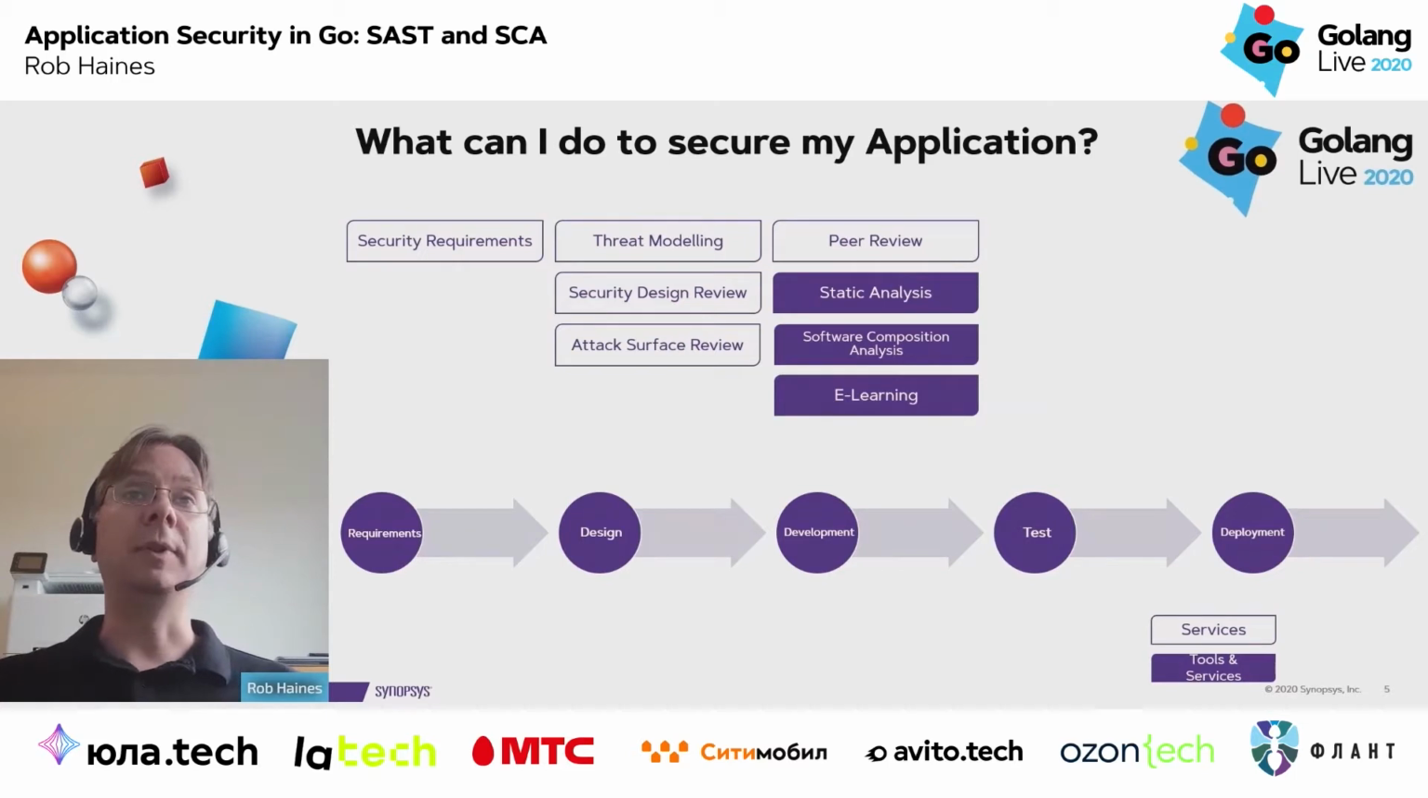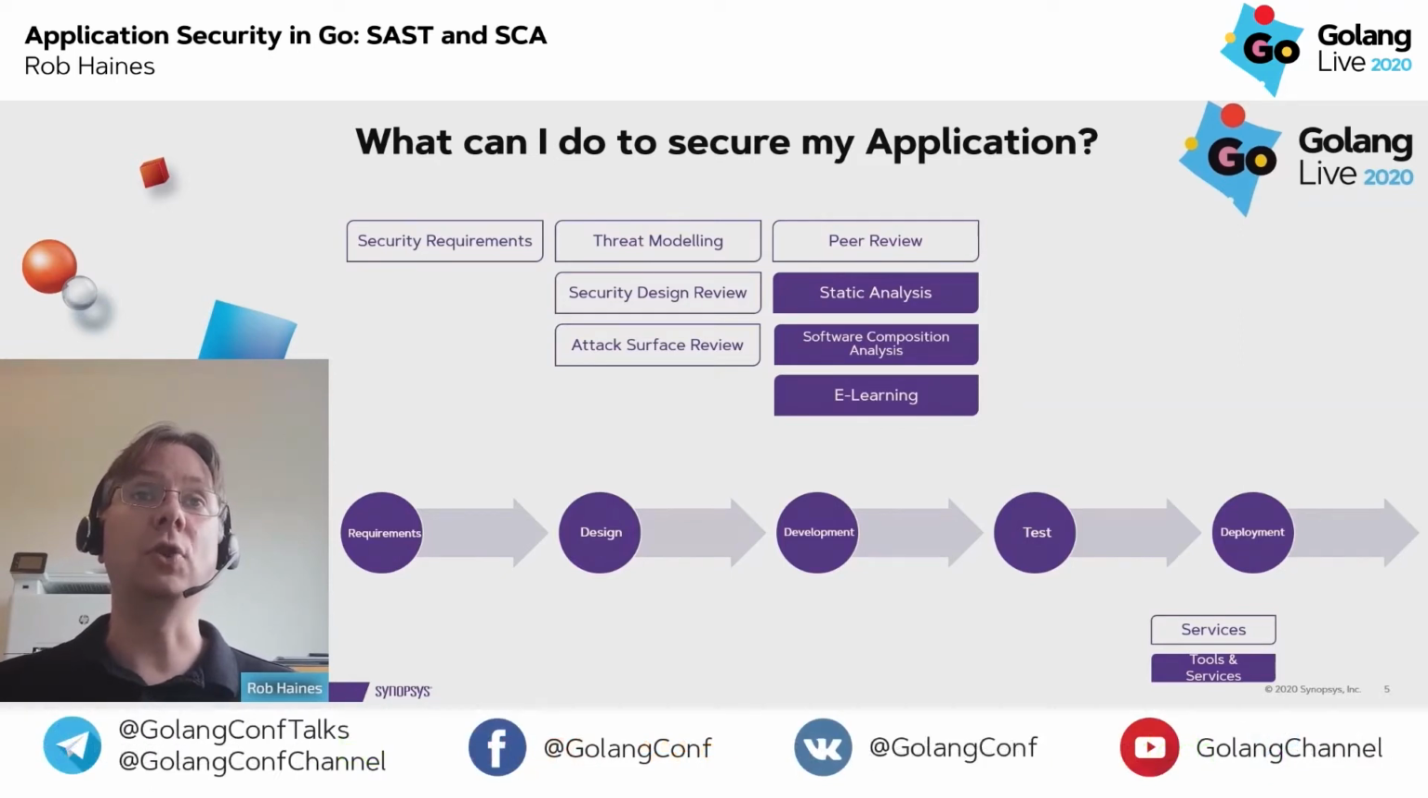When it comes to actual development themselves, the biggest things that we can do to prevent security issues is actually education. So doing e-learning and understanding security issues, also doing peer review with people who have been security trained can help stop putting these issues in to start with. But of course, today we're going to talk about static analysis and software composition analysis as tools that you can use to double check this.